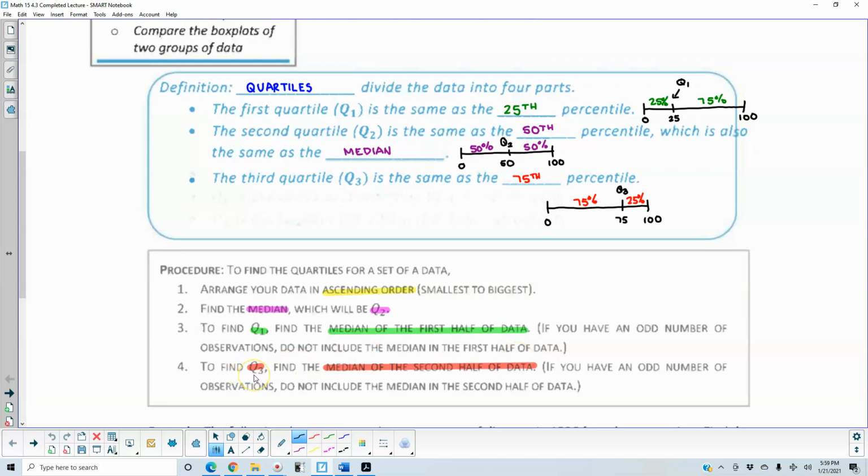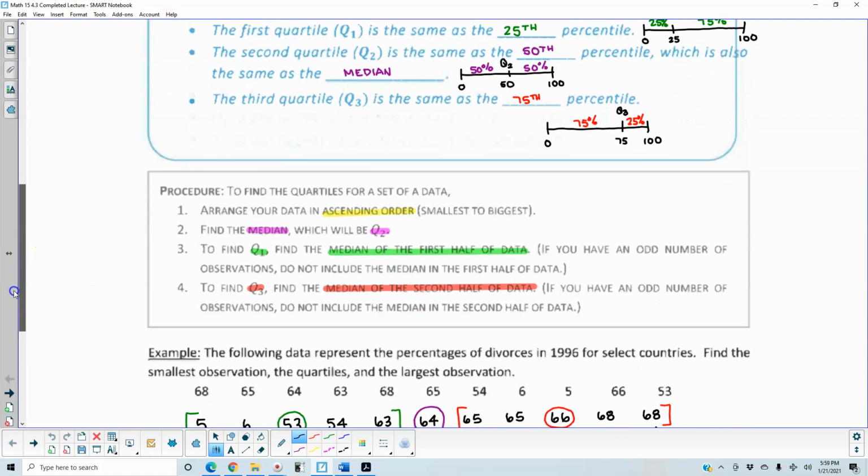To find quartile 3, you find the median of the second half of the data. Again, if you have an odd number of observations, do not include the median in the second half of the data. So let's take a look at an example here.